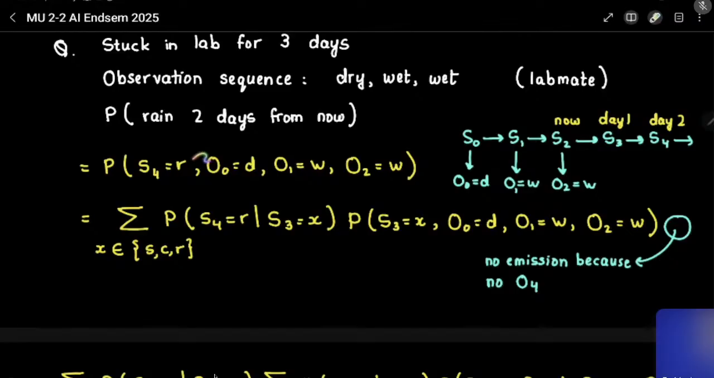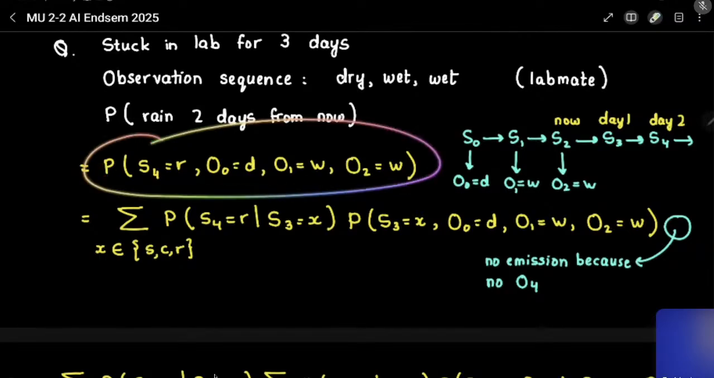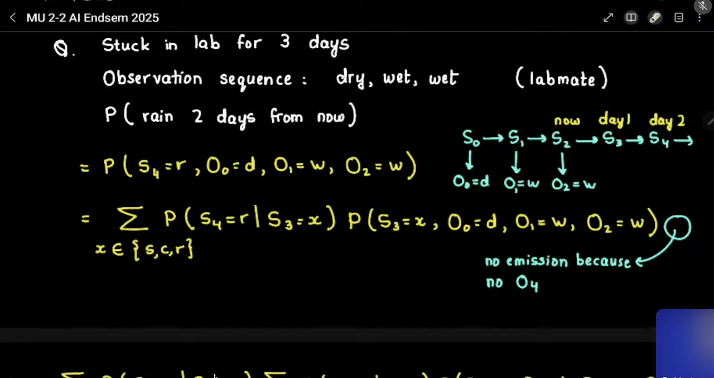So we want to find probability of S4 equal to R given this is the sequence of observations. After some simplification, you'll get some alpha times this numerator. I will simply solve this numerator part because we've seen the alpha calculation and all.